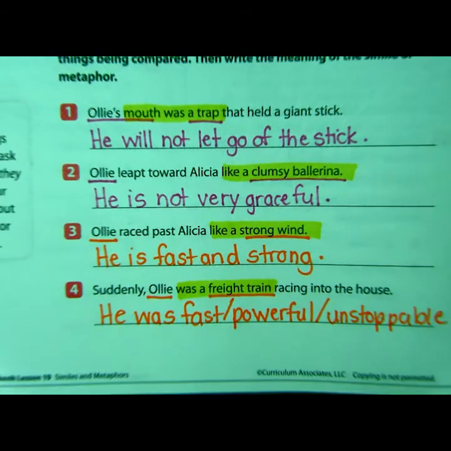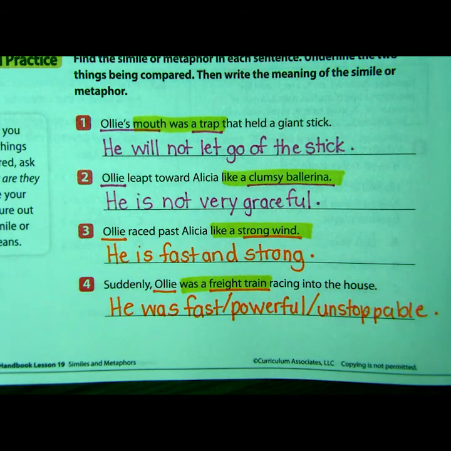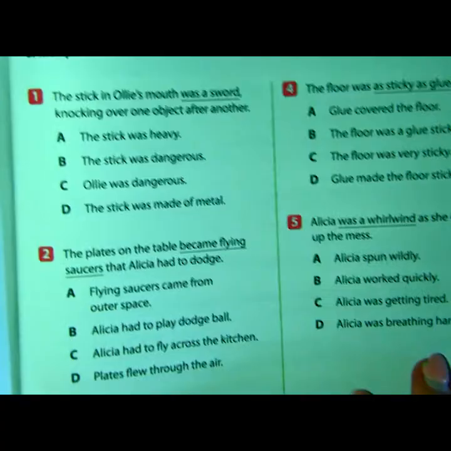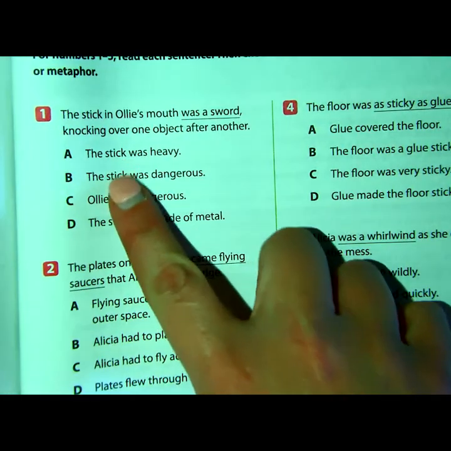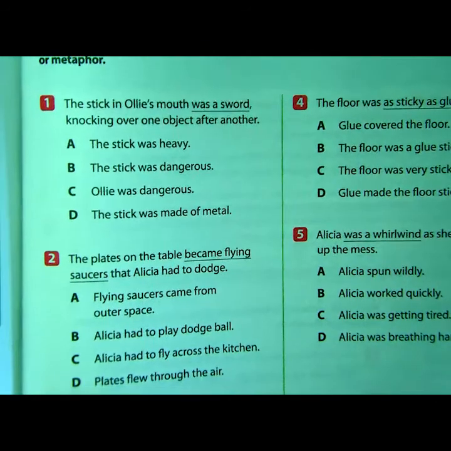Today you have 5 multiple choice questions where you are going to read the sentence, and the sentence includes either a simile or a metaphor, and then you have to determine which of these meanings identifies with this simile or metaphor used in the sentence.